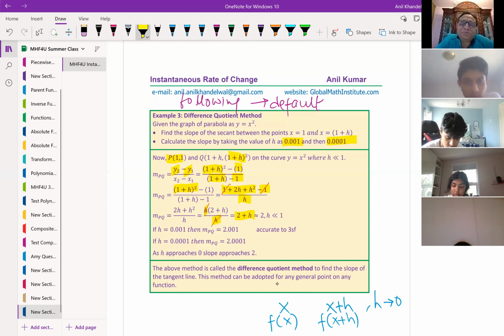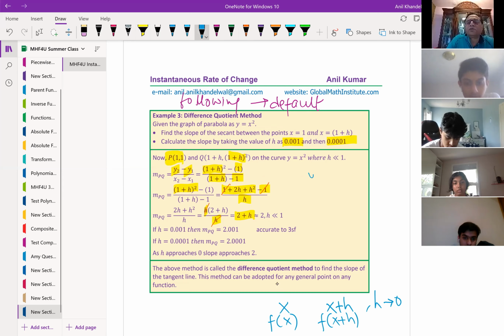Sir, I get all of this, right, sir? But you see where it says P (1, 1)? So can you explain to me how we got the point P and point Q? P is (1, 1). Okay. Let me see.